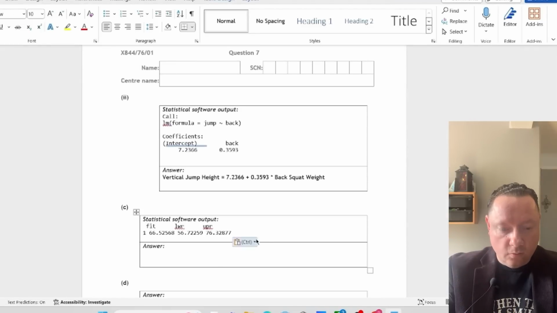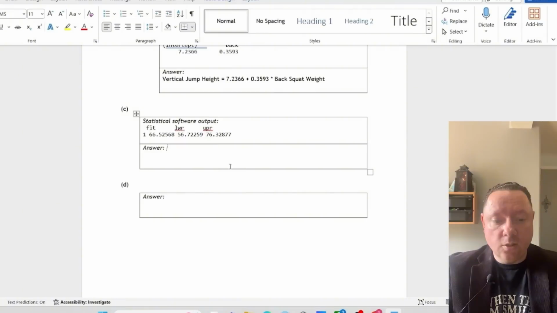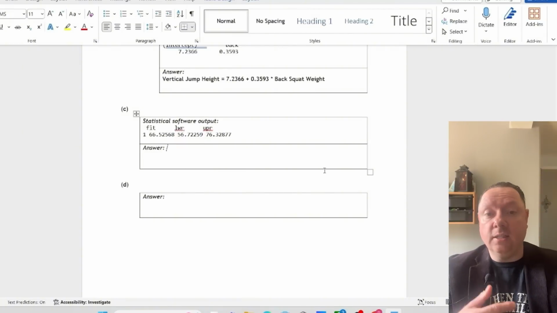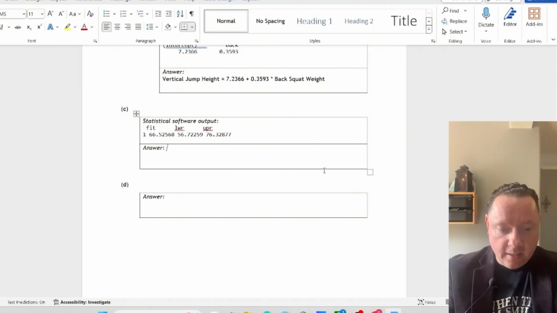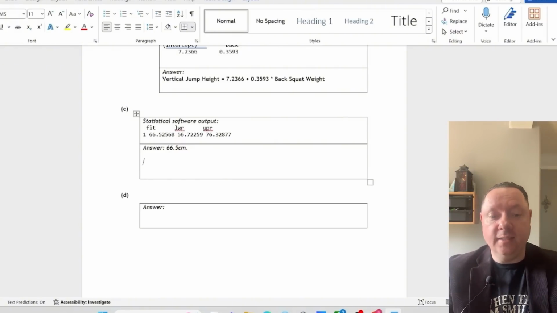So statistical software output is this. So there's a statistical software output. We now need to just answer this. So we pick the one that's fit. So it's 66.52568. So 66.5 centimetres. And we have to comment on the accuracy of this prediction. So there's 2 ways to do that. I'll give you the easiest option.